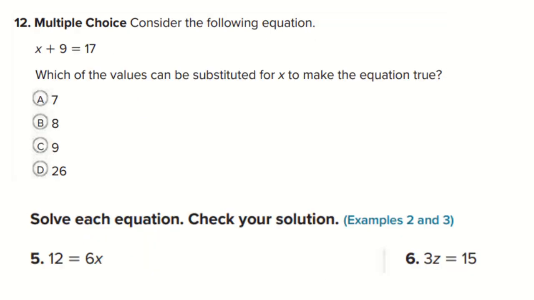Okay. Now next is, consider the following equation: x plus 9 is equal to 17. Which of the following values can be substituted for x to make the equation true?